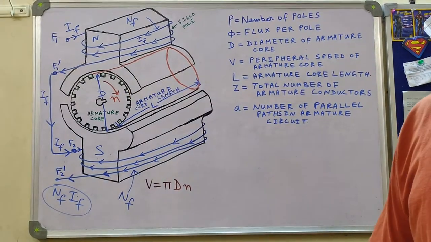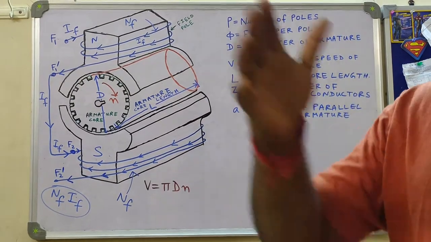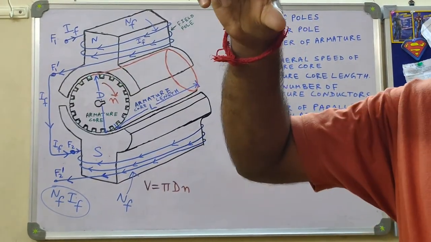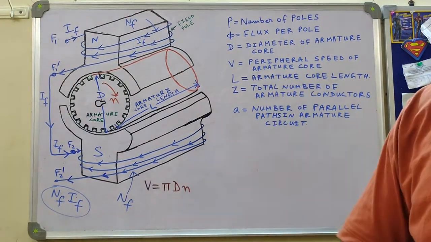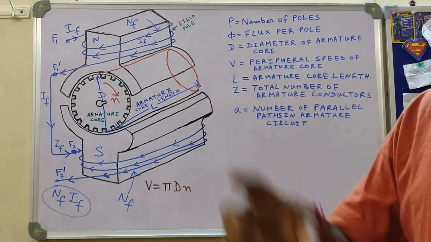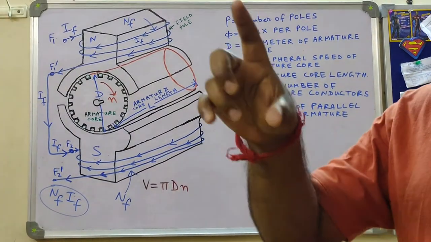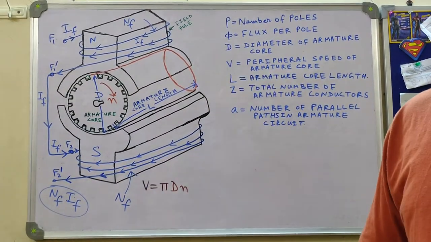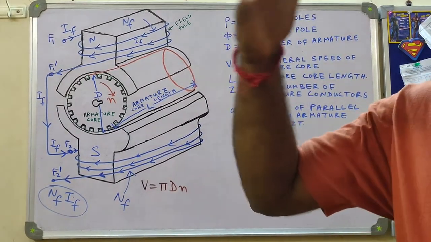So if you want to maintain the resistance or induced EMF of each parallel path to be the same, then obviously the number of conductors in each parallel path has to be the same. Only then will the resistance of each parallel path be the same, or the induced voltage in each parallel path be the same. Only when we keep the number of conductors in each parallel path equal.